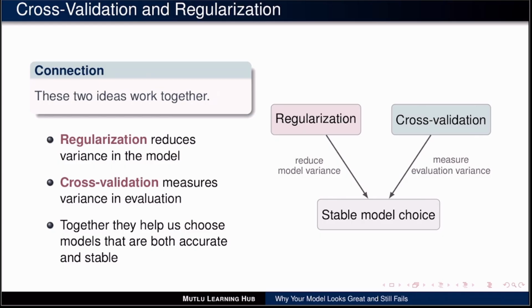I also want to connect this to regularization because these two ideas are related but in different ways. Regularization helps reduce variance in the model itself. Cross-validation helps us measure variability in evaluation. So, one is helping control model behavior, and the other is helping us assess how stable our performance estimate is. Together, they help us choose models that are not just accurate but also more dependable.